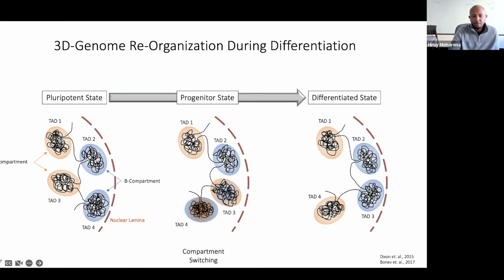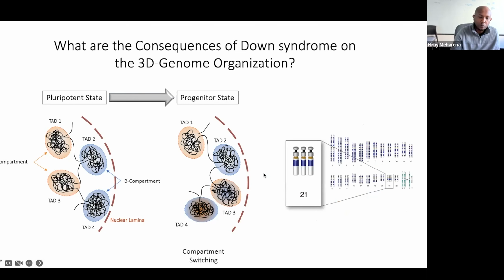And studies, like I mentioned, have indicated that the neuroprogenitor cells in individuals with Down syndrome are the most impacted by that triplication. So we wanted to understand, what is the consequence of triplication of chromosome 21 on the 3D genome architecture as we transition from the pluripotent stem cell to the progenitor state.